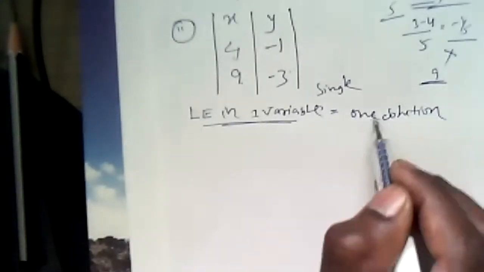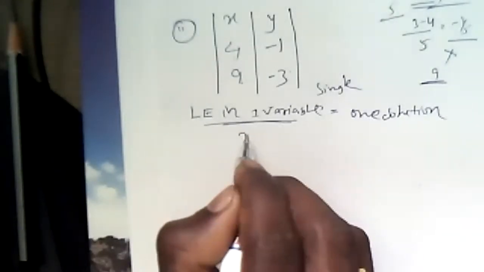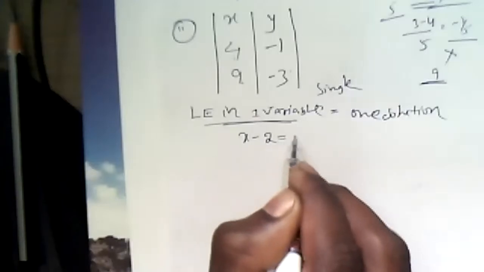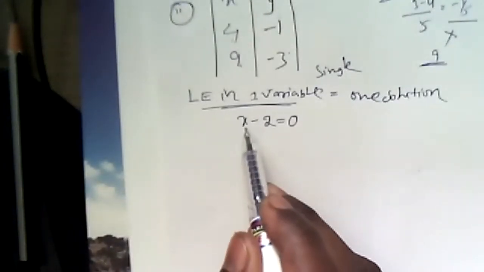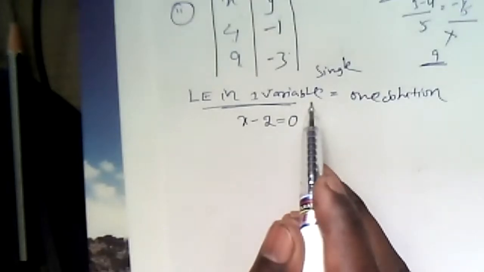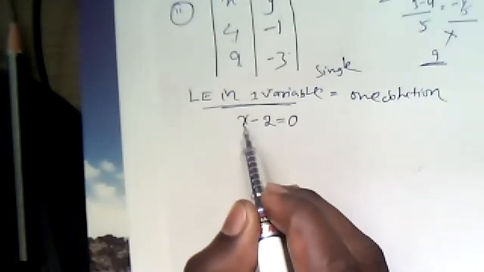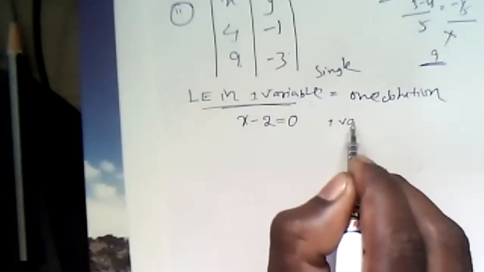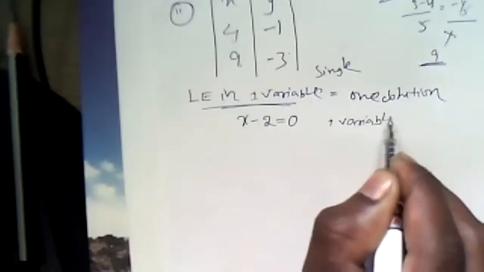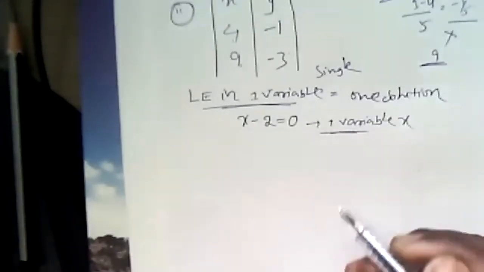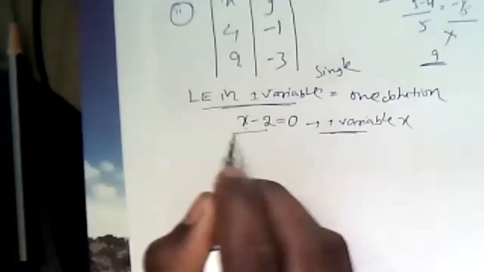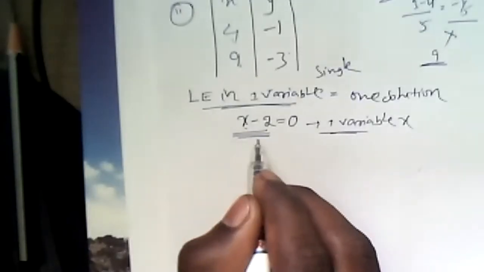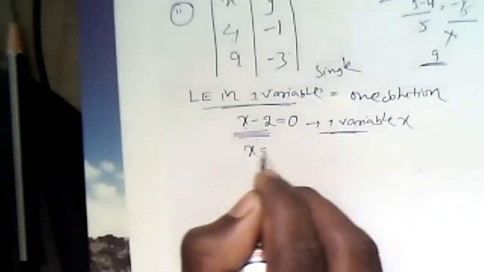Here I want to give one example: x minus 2 is equal to 0. Very simple example. This is a linear equation in one variable because it has only one variable, x. Clear? Now, anybody tell me what is the solution for this equation? 2. Yes, x is equal to 2.